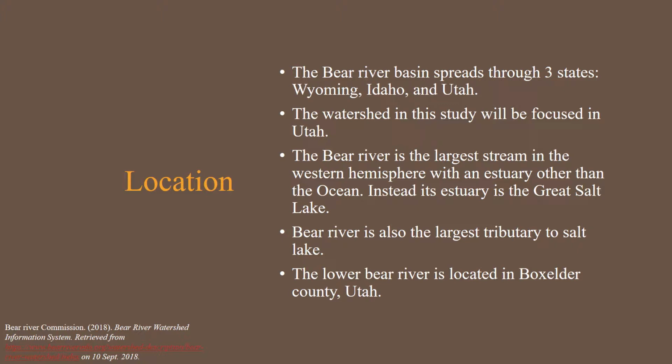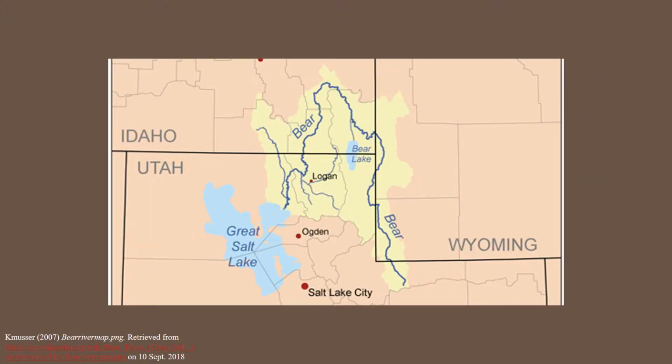Box Elder County, Utah. So here I have a map. As you can see, it starts up here in Utah, goes through Wyoming, comes back through Utah, and goes back into Wyoming, into Idaho, and ultimately back into Utah, where it dumps into the Great Salt Lake.